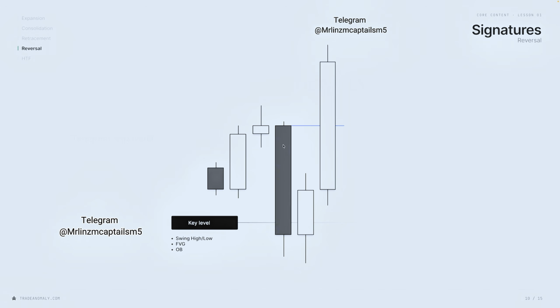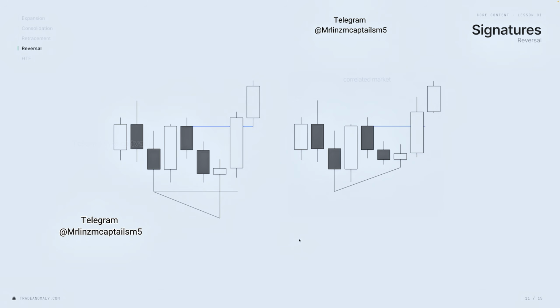That expansion into the key level creates an opposing candle or an order block. When price expands away from the key level, that creates a CSD. When we close above the opening price here, that change of state delivery is your confirmation. Another reversal signature that we will always be using is SMT divergence, pairing that with our key level that we want to see price reverse off of.